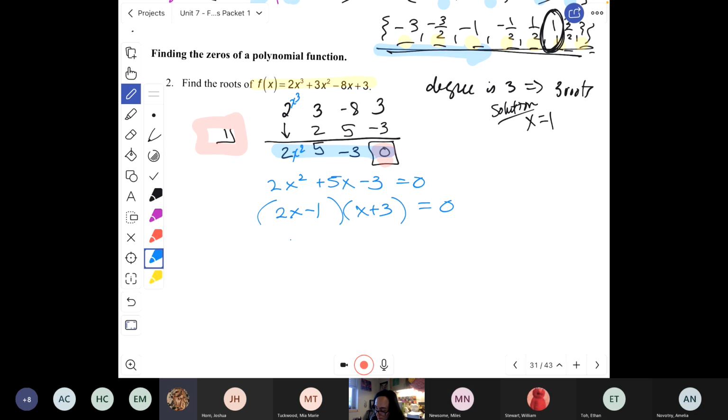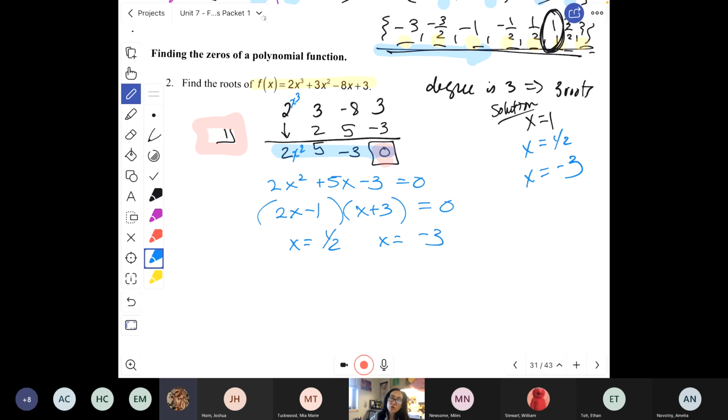Yeah. Okay. So from here, I could solve each of these linear equations, and I could get x to equal 1/2 from the first one and x to equal -3 from the second one. So now I have all of my 3 roots. So the question was, use the rational root theorem to find the set of possible roots, and then go one step further in this case and find me the roots.